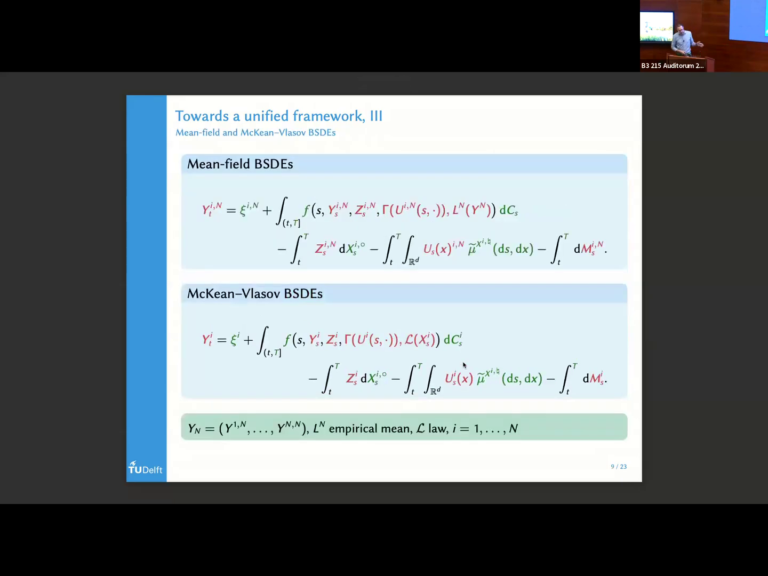You can also consider, for the second part, for this propagation of chaos part, you also need to consider mean field systems of BSDEs. And in this general setting, they take this form, where you have more or less what you had before. And then for the mean field system, you have interaction through the empirical mean between all the components in the system. And you also have a McKean-Vlasov BSDE, which are independent copies of the same BSDE, where now instead of the empirical mean, the drift is affected by the law of the process.